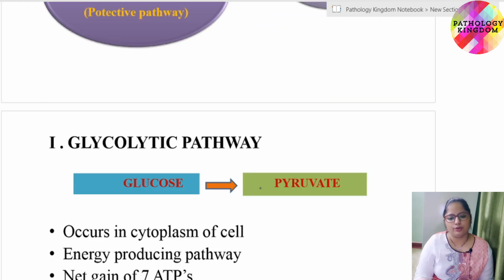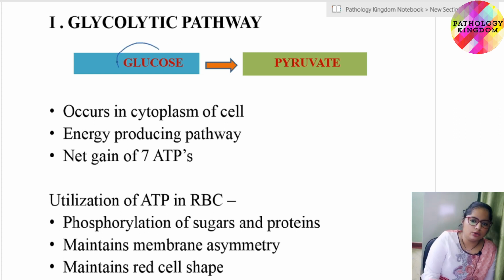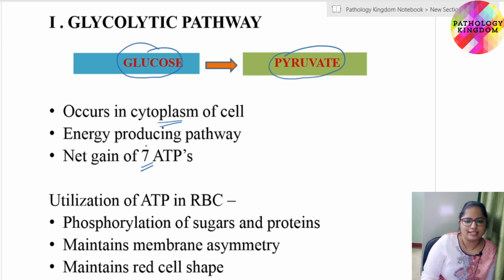So coming on to the glycolytic pathway. In this pathway, the glucose is converted into pyruvate. It occurs in the cytoplasm of the cell, and as we already know, this is the energy producing pathway. So the net production of ATP during the glycolytic pathway is 7. So there is a net gain of 7 ATPs, adenosine triphosphate.